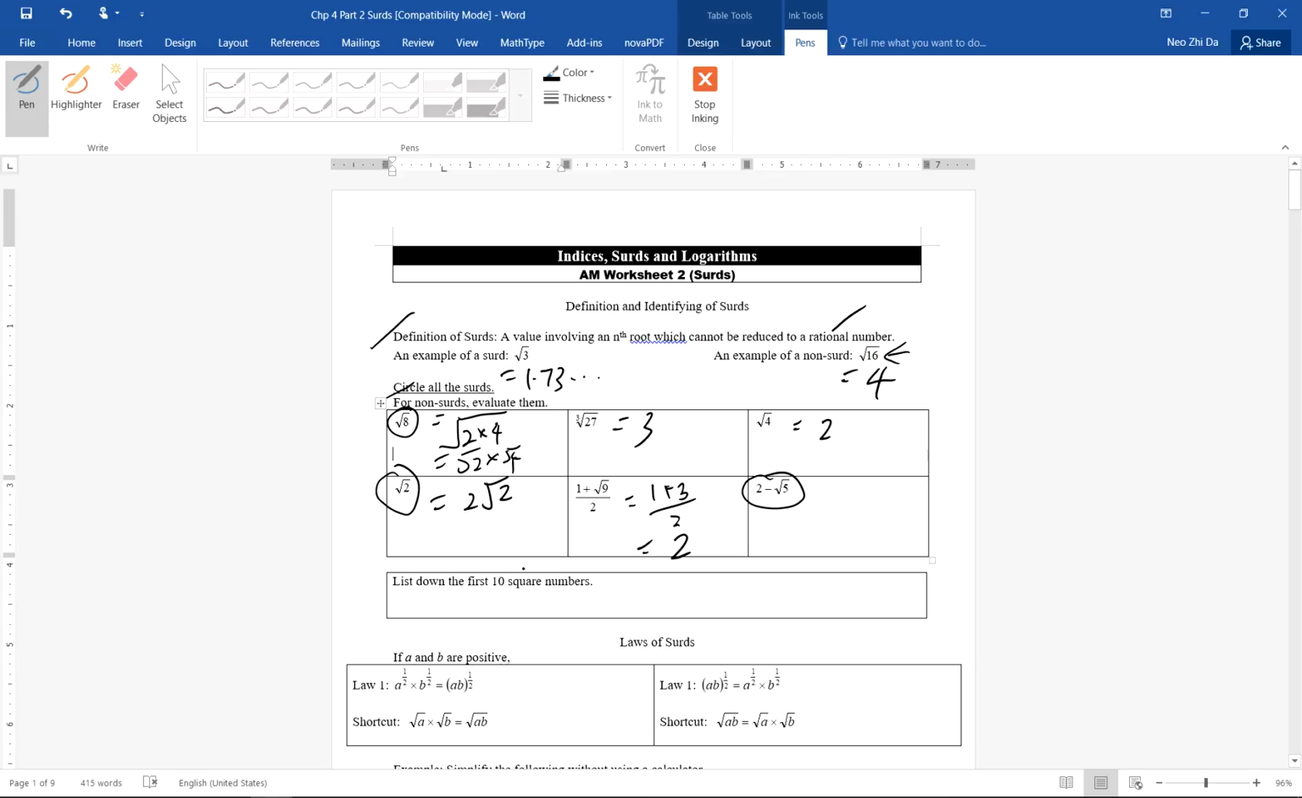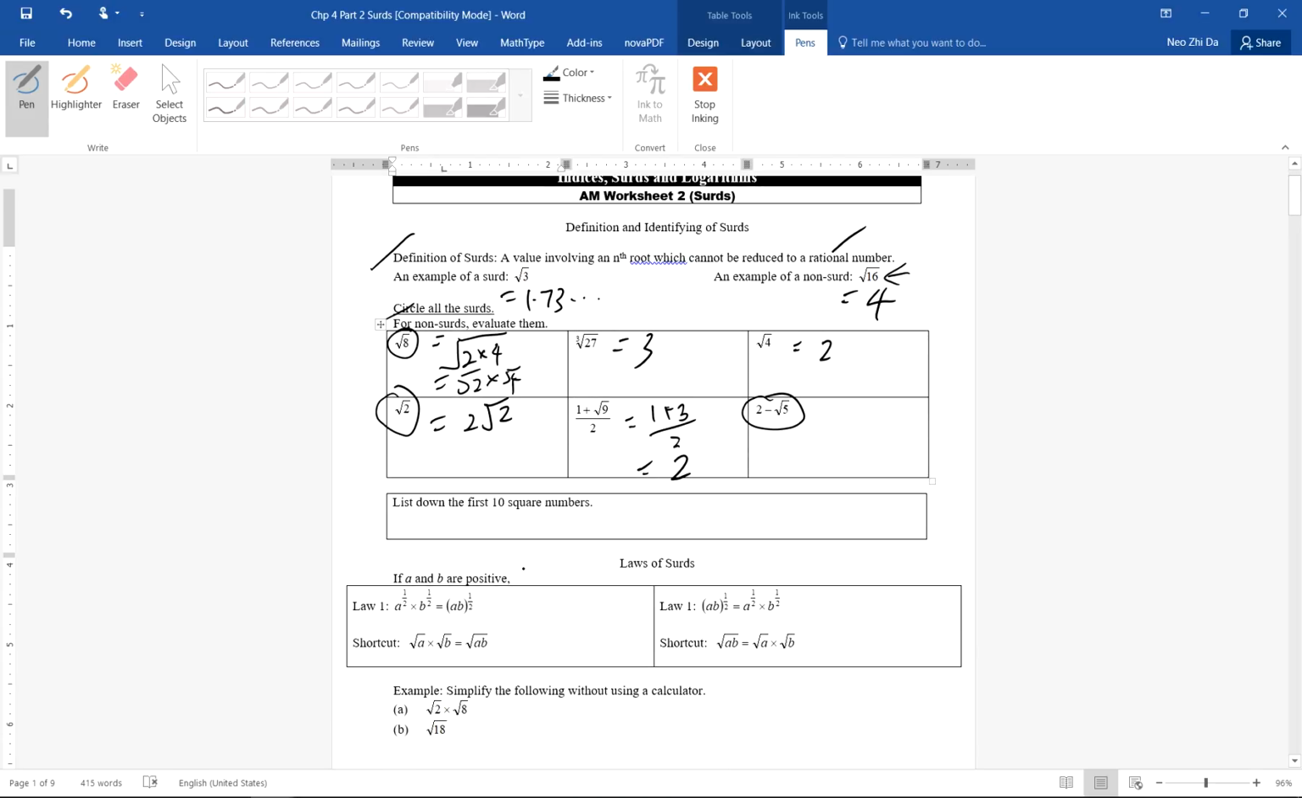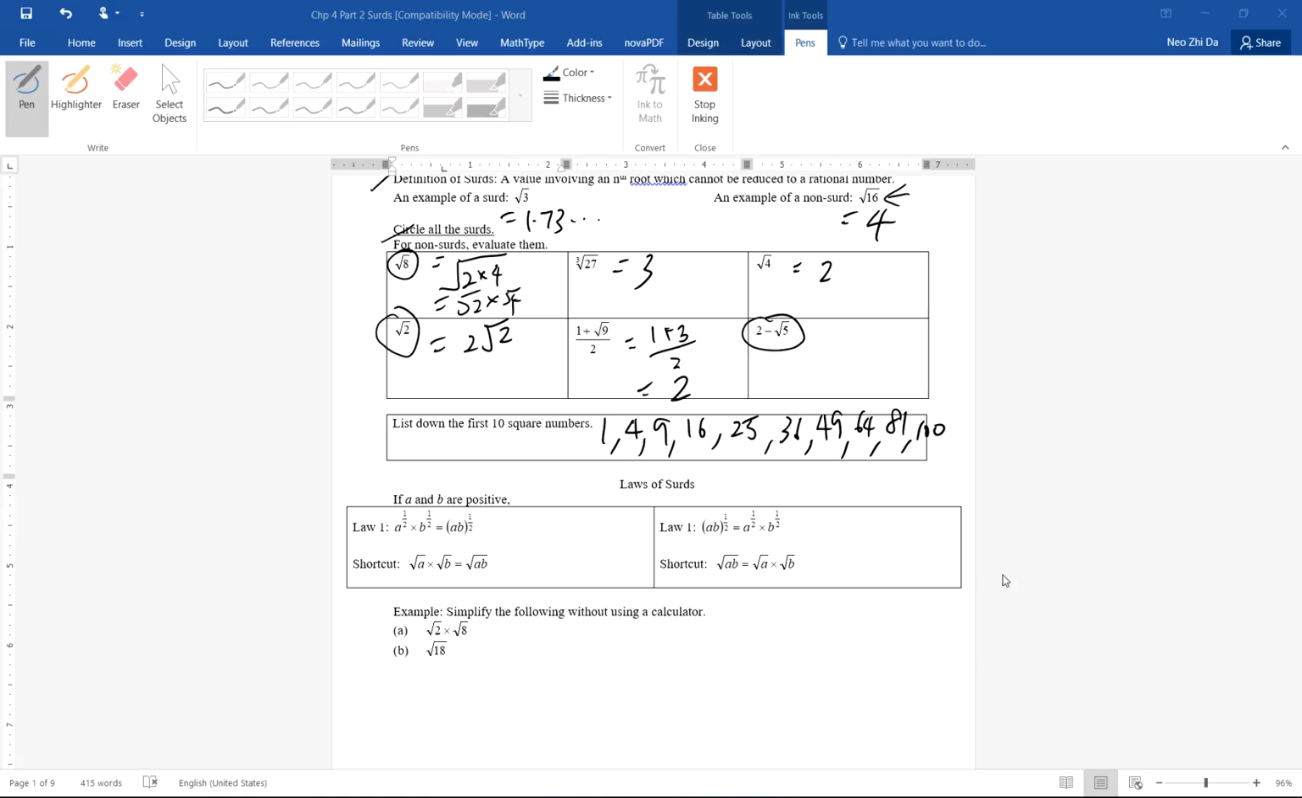Now I'm going to give you some time. List out the first 10 square numbers. This will help you. I'm going to pause the video now. Let you write it down first. Okay, class, the first 10 square numbers: 1, 4, 9, 16, 25, 36, 49, 64, 81, 100.